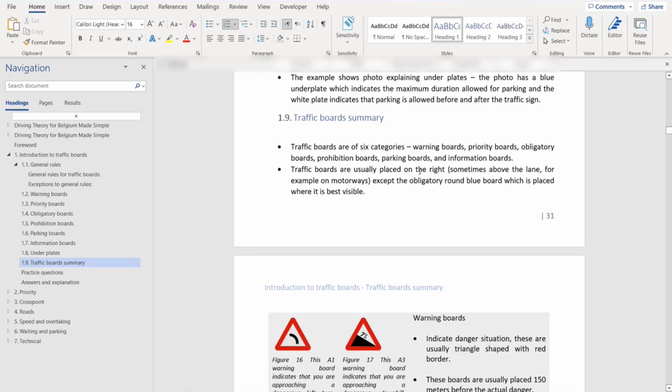Traffic boards are usually placed on the right. Why? Because we drive on the right side of the road. And sometimes they may be repeated above a lane or on the left side of the road, except the obligatory round blue board, which is placed where it is best visible.